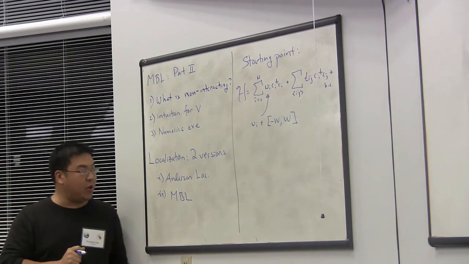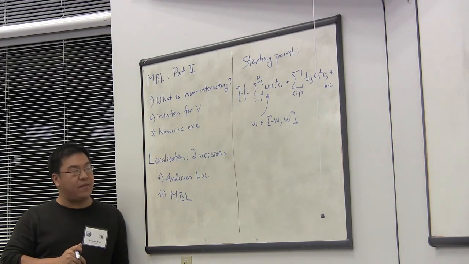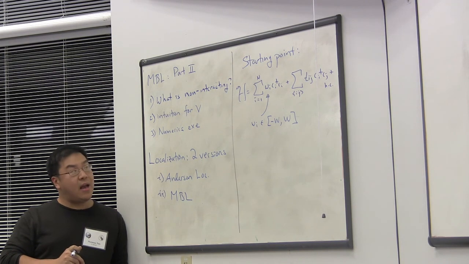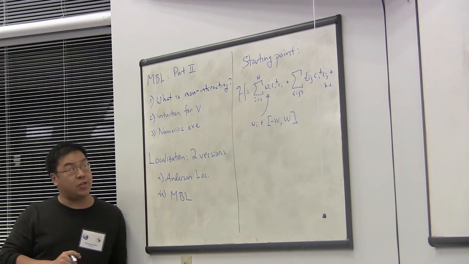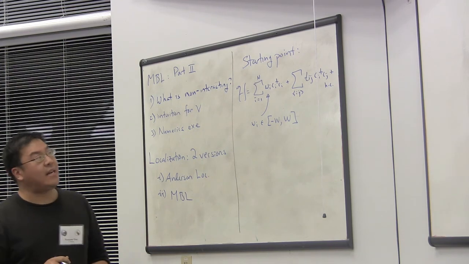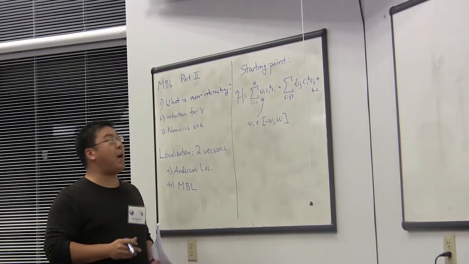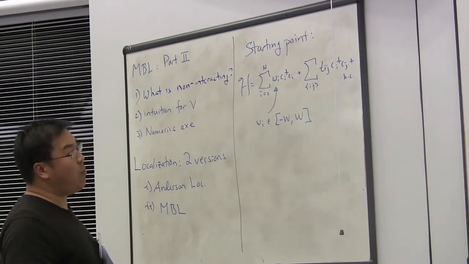Good. So if you recall from the morning lectures, Dima explained that there were 2 versions of localization, in some sense, that build off of each other. The first is non-interacting localization, which is synonymous with Anderson localization, and the second is many-body localization.